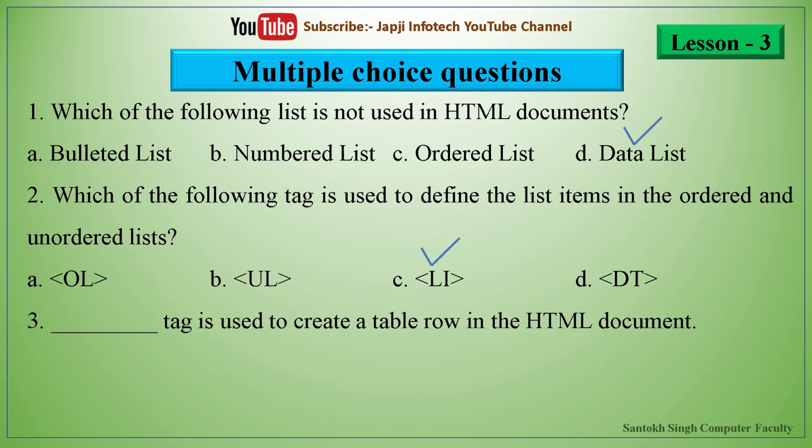And the third one is: dash tag is used to create a table row in the HTML document. And the options are row, table row, TR tag, and the R tag. And the right answer is: the TR tag is used to create a table row in the HTML document.